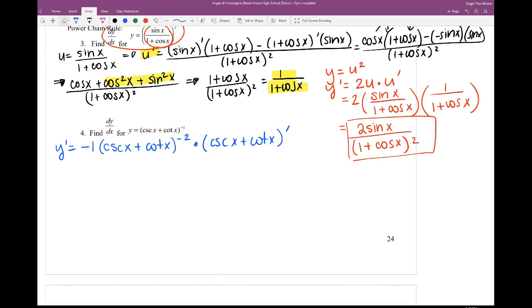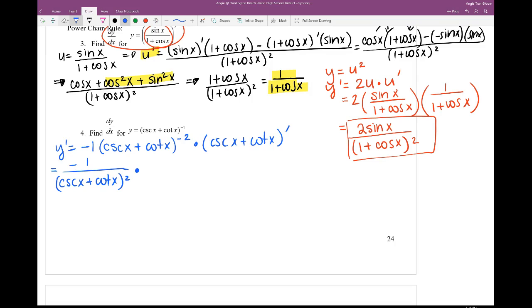Okay, well, let's continue to simplify cautiously. Because this has a negative power of 2, I'm just going to write it on the bottom and make it a positive power of 2, like that, okay? Now I would have to work out the derivative of cosecant of x plus cotangent of x carefully, okay?